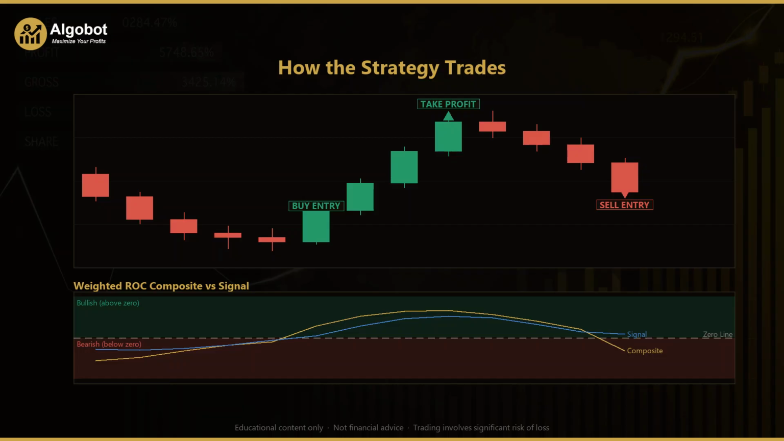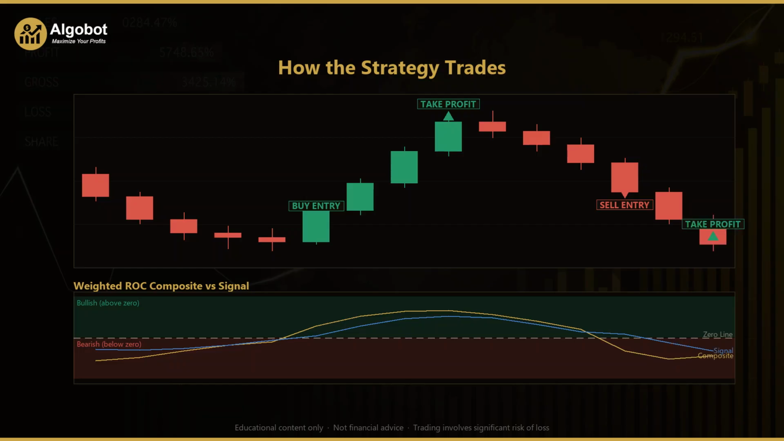Then the mirror image of our first setup unfolds. A firm bearish candle breaks price lower, and in the panel below the composite line crosses down through its signal line and drops through the zero line into the red at the same time. Now both short conditions line up, a downward crossover on the bearish side of zero. That is where the sell entry marker appears.